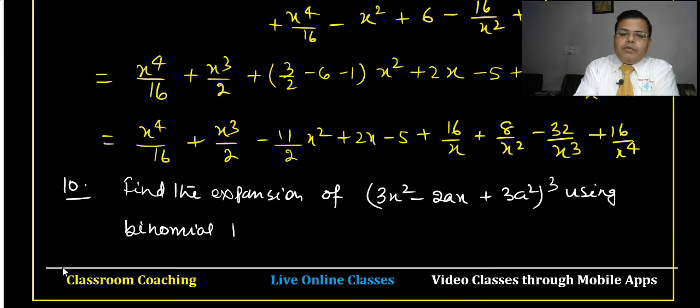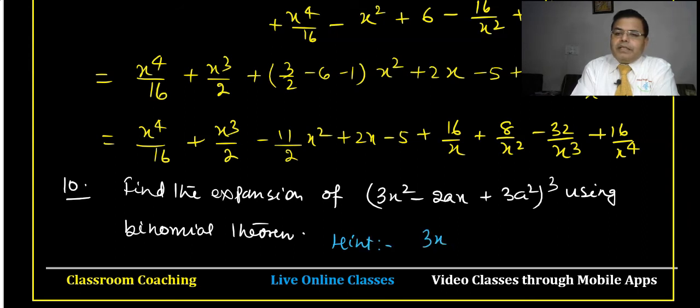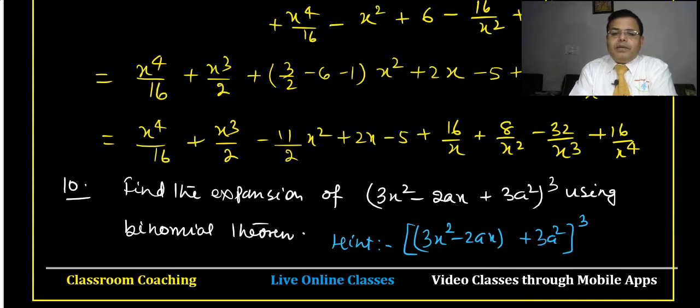So I hope you will do that. Right now this is not a big deal, right? I'm just giving a hint how to deal with this. You can take any one of them, 3, 3, 9. So you can use any one of them. The hint I am giving, and you will definitely have to solve it: take this 3x square minus 2x as one item and 3a square as the second item, and then use it like using binomial expansion. Apply x plus y to the power n, and definitely you will be able to get it.